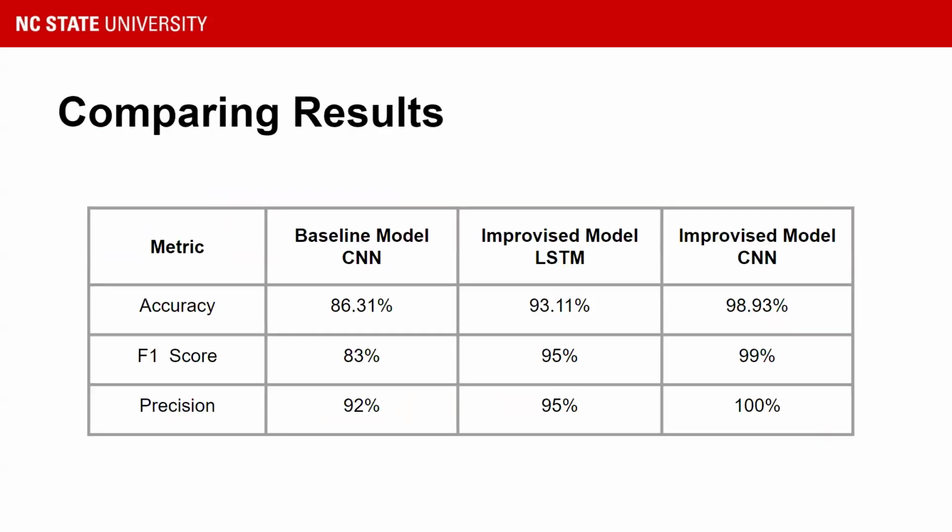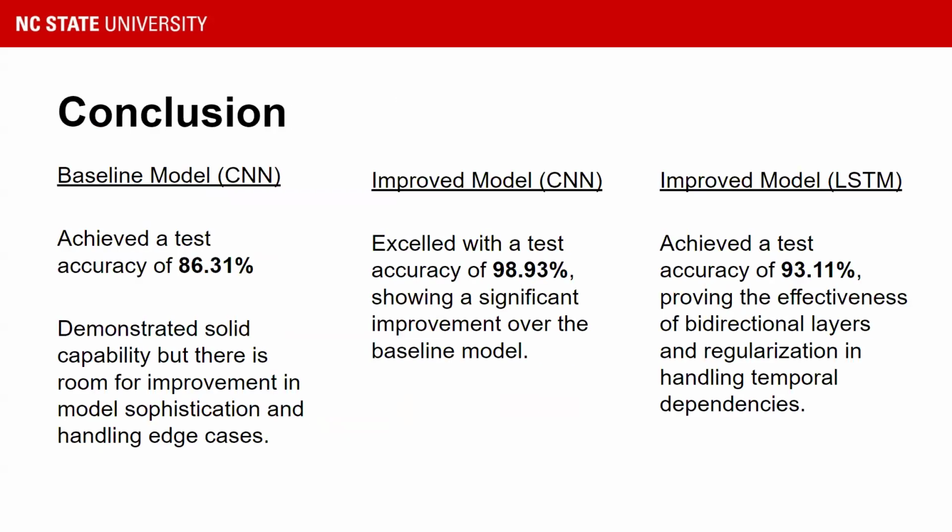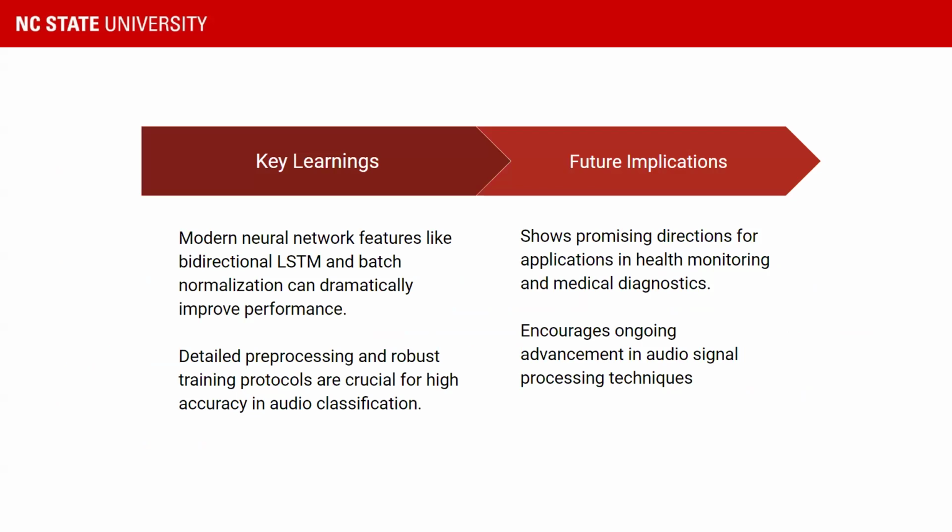Let us compare the results of all the three models. You can see that the improvised CNN model performs the best. The major reason for this is all the hyperparameters were tuned perfectly in order to achieve both a high training accuracy as well as a high test accuracy. And you can also see that it performs really well when it comes to the F1 score and precision. So our baseline model initially achieved an 86.31% test accuracy, while both our improvised models achieved a higher accuracy at 98.3 for CNN and 93.11 for LSTM.